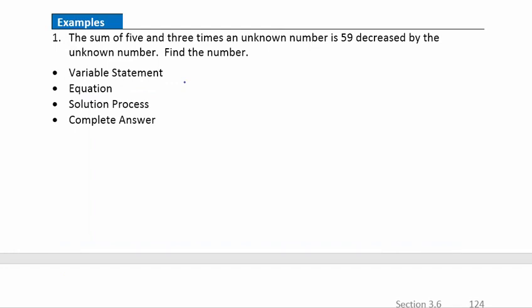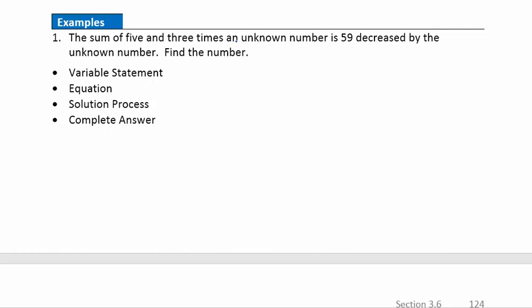Now let's take a look at an example that will help us understand how to translate a written statement into a mathematical equation. So example 1: the sum of 5 and 3 times an unknown number is 59 decreased by the unknown number. Find the number. That's way too much going on there at once to translate it. So what we want to do is break this down into little phrases.